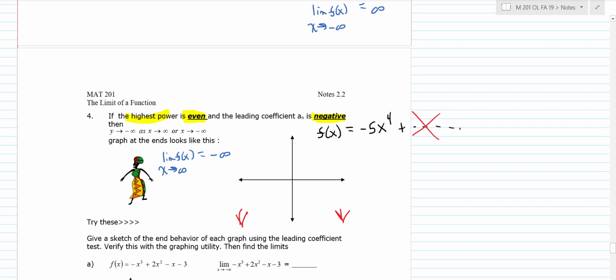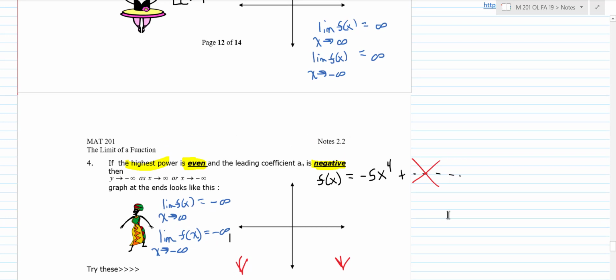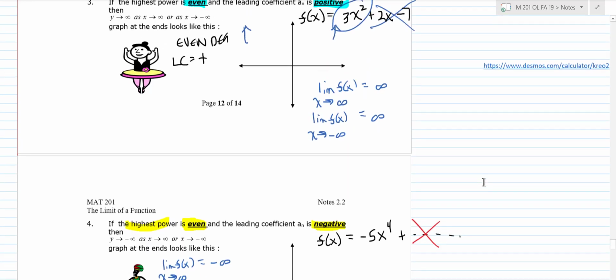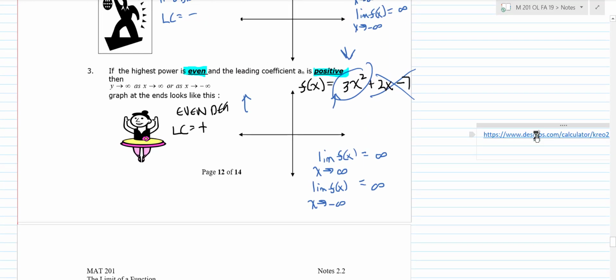X goes this way, y goes that way. And then as x goes to negative infinity, x goes this way infinitely, y gets smaller and smaller infinitely like that. Okay, so those are the rules that you have. There are 4 possibilities. Nothing else is possible. So what I want to do then is go up to this Desmos thing here, and I want to open this up.